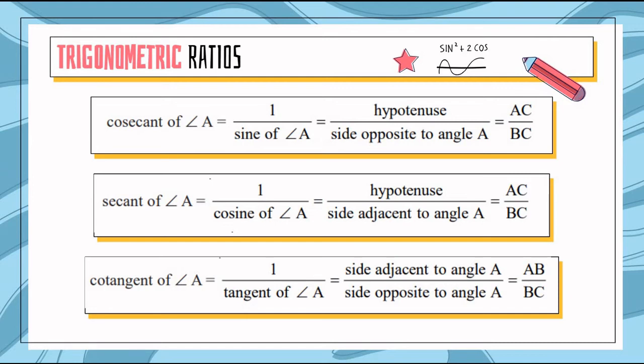Even this cotangent is the reciprocal of tangent. We have the tangent value as side opposite to angle A divided by side adjacent to angle A. The same way, if you take the reciprocal, we get side adjacent to angle A divided by side opposite to angle A, which will be equal to AB by BC. So these were the full forms, but for simplicity's sake, we can even shorten them.